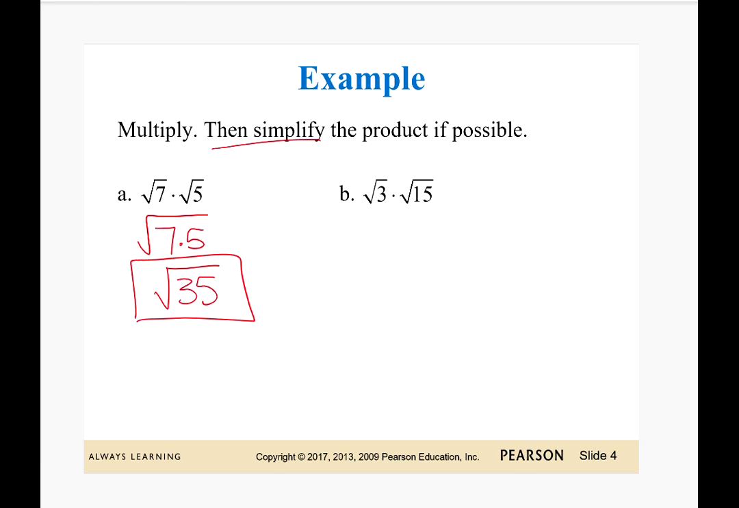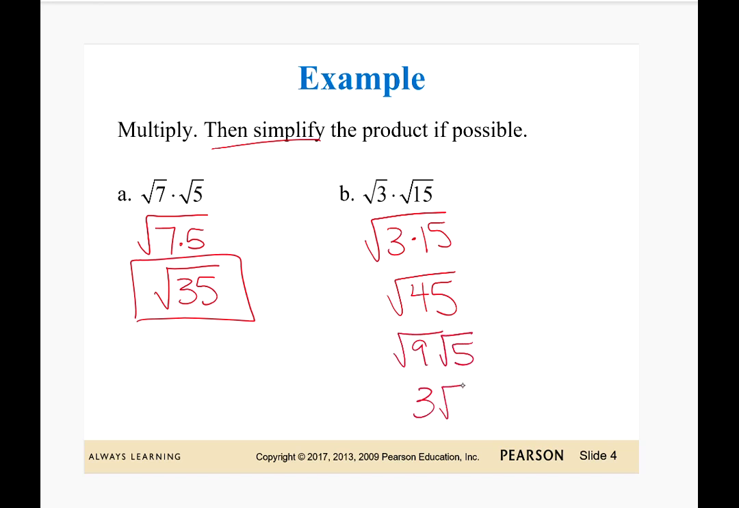Let's look at B. Same problem, root 3 times root 15. We are going to multiply those radicands first. So 3 times 15 is 45. Then simplify. Can we simplify 45? Yes, 45 we can break down into 9 times 5, which is 3 root 5. So there would be our final answer, 3 times the square root of 5. Notice, very simple. Multiply first. Whatever your result is, simplify that.